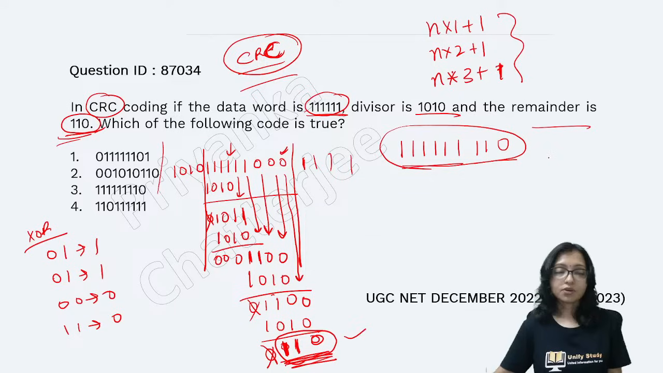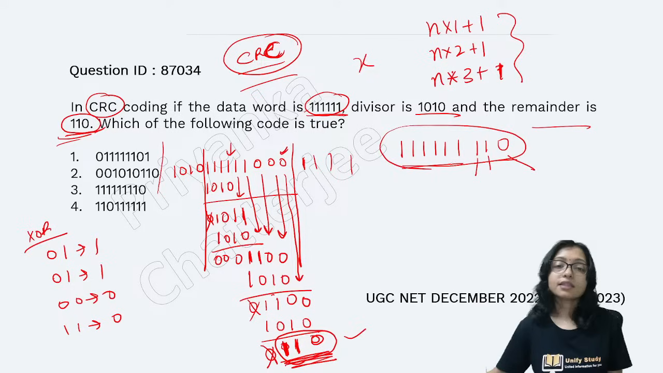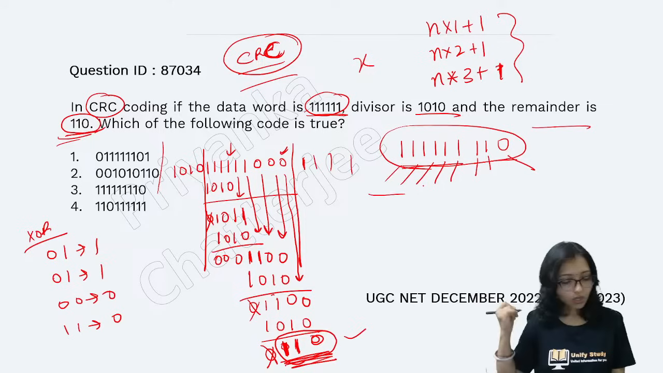And sometimes it can be in the x form, like that. This is your factor x, x to the power 0, x to the power 1, x to the power 2, x to the power 3. In that way you have to complete. Okay.